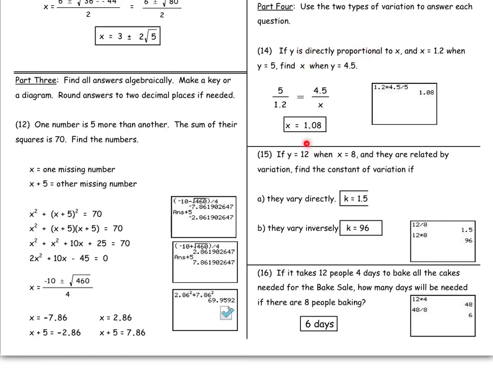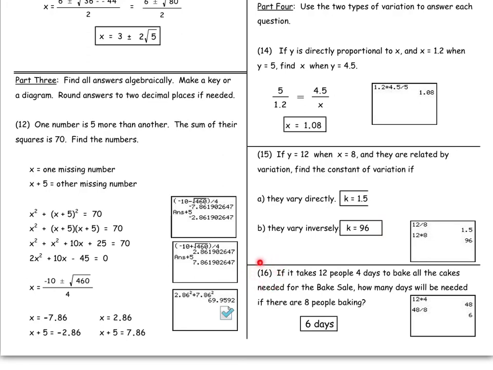Over here, I told you that y equals 12 went with x equals 8, and I asked you for the constant. If they vary directly, the constant is found by doing 12 divided by 8, which I did over here. That's where 1.5 came from. If they vary inversely, that means that 12 times 8 has to have the same answer all the time. So over here I did 12 times 8, and it meant that the answer that repeats is 96.